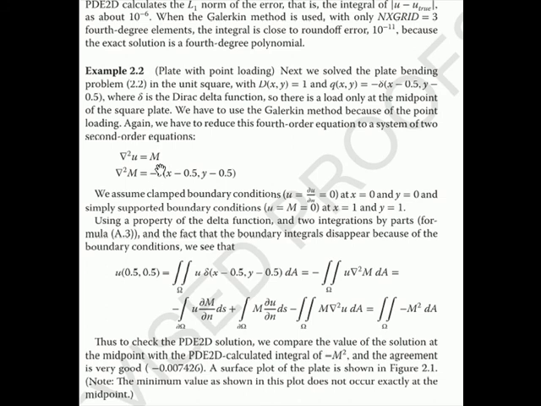Now we have to use the Galerkin method this time because of the delta function. The collocation method doesn't allow you to put in a delta function, and you'll see that the Galerkin method does. There's a reason for that, but in any case, we're going to have to use the interactive driver again because we have to use the Galerkin method.